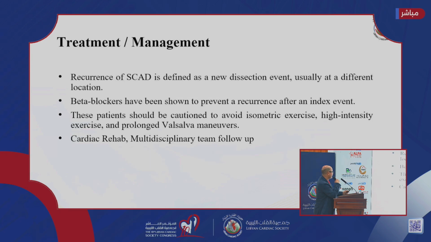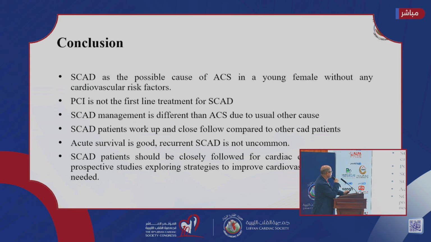The other thing is the patient needs a multidisciplinary team and more assessment with CT to see if there is any vascular abnormality in other parts of the body. Cardiac rehabilitation is a big thing. Quitting smoking, and sometimes restricting strenuous exercise. And with this, we come to the conclusion.